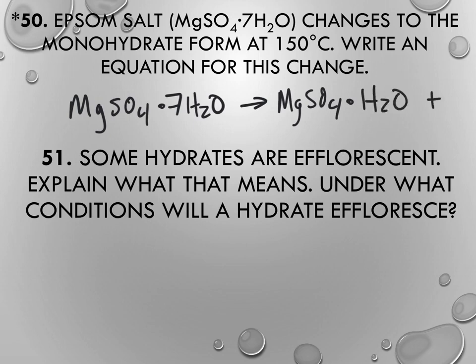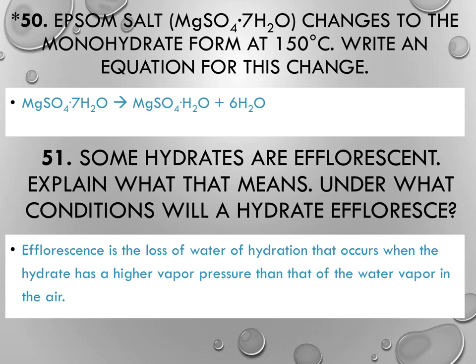And then what would be left over? 7 water molecules. So that's sort of a dissociation, but it didn't let off all the waters. It just let off enough to leave it as a monohydrate. You do need to know how to write that. Some hydrates are efflorescent. What does that mean? Well, to effloresce means to give off water. So a hydrate loses that water. So efflorescence is the loss of water, is what they want you to say.